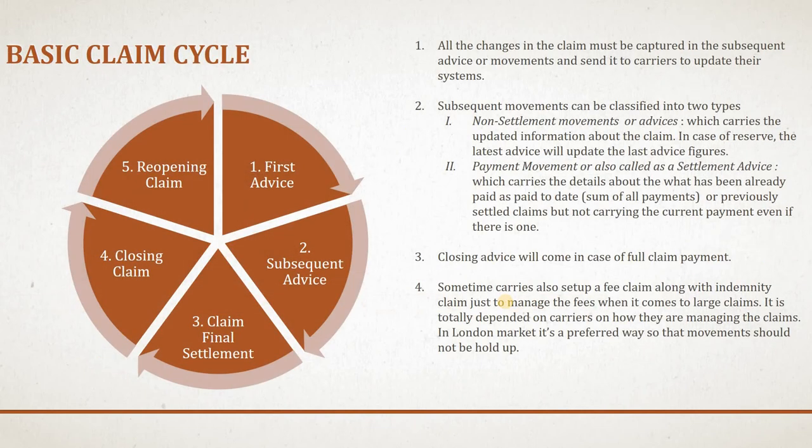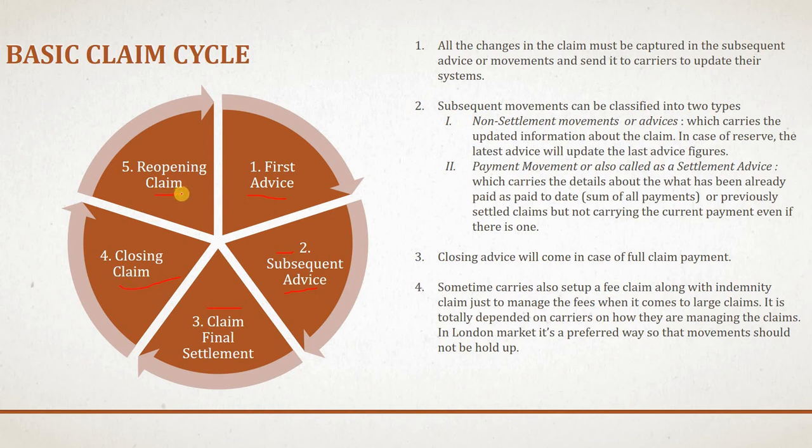So what happened? Let's look at the basic claim cycle here. It may have different subcycles, but largely it has a first advice, which is the first stage, then subsequent advice. If there are certain movements, or if there are changes in reserve or changes in claim property, then you have subsequent advices. Then you have a final claim settlement after investigation. Then you will close the claim, and if required, you can reopen the claim.